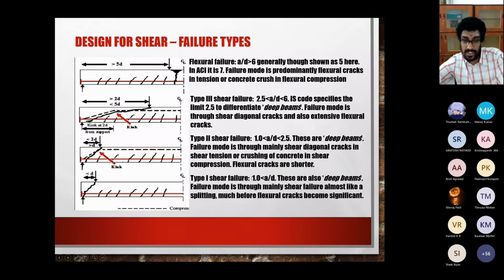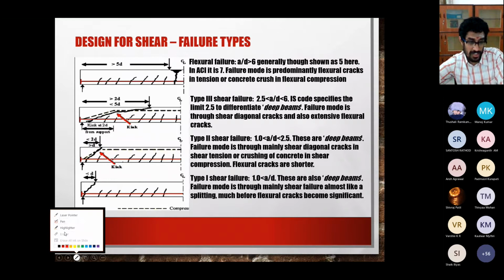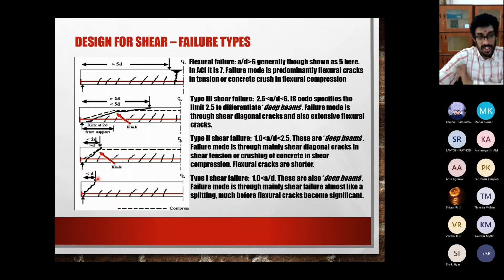And type 1 shear failure is, these are also deep beams and they are really deep beams with a by d less than 1. And flexural cracks are almost insignificant, and you see that your failure, as you see over here on this picture on the right, is such a short shear span that it will just cut right across the support. The crack will just cut right across the support.